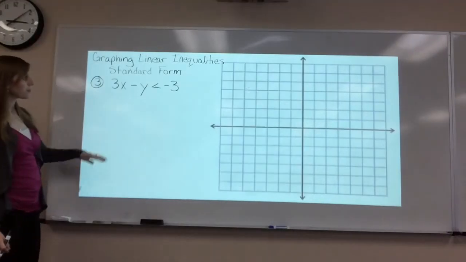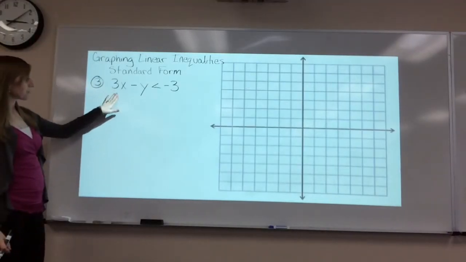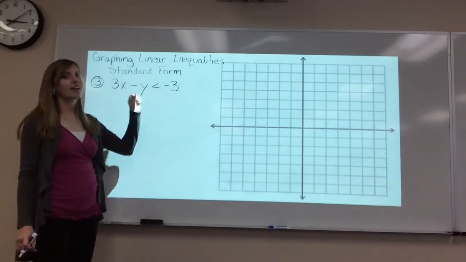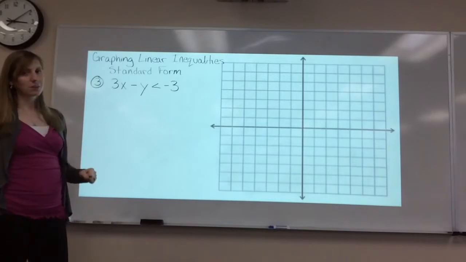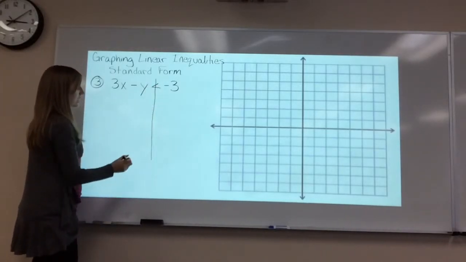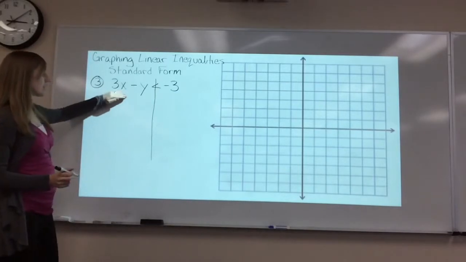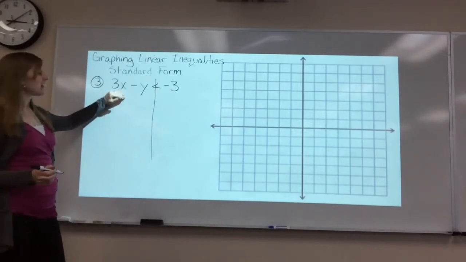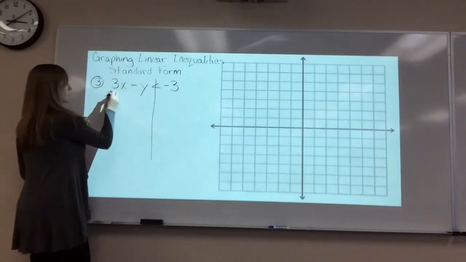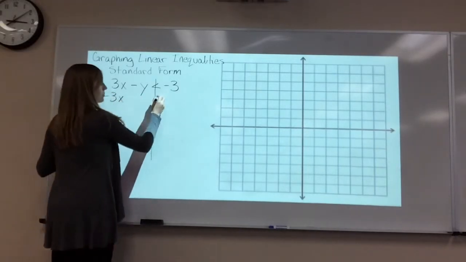For problem number 3, our inequality is 3x minus y is less than negative 3. This is not in slope-intercept form, so we must solve it first. So drawing my line through the inequality, I must cancel out the x term first. This is a positive 3x, so to cancel it, I will subtract 3x from both sides.